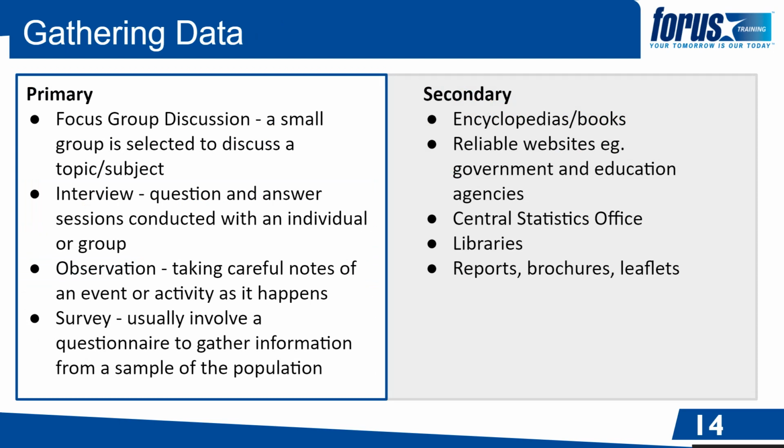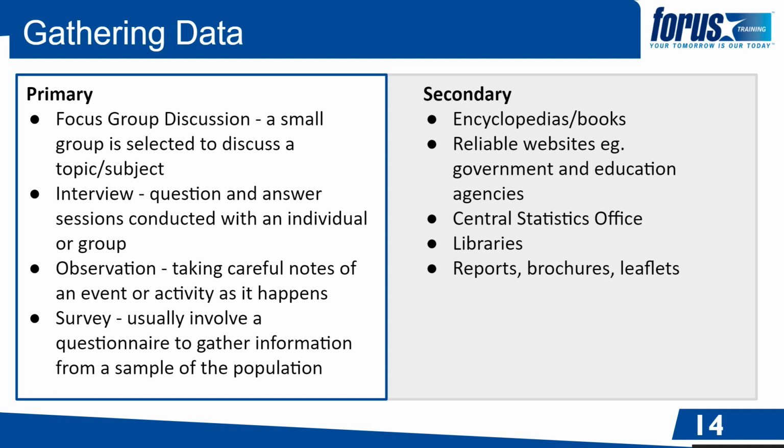So, primary research in terms of gathering data could be a focus group discussion. A small group is selected to discuss a topic or a subject. An interview. Question and answer sessions conducted with an individual or group. Observation, taking careful notes of an event or an activity as it happens. Or a survey, usually involving a questionnaire to gather information from a sample of the population.